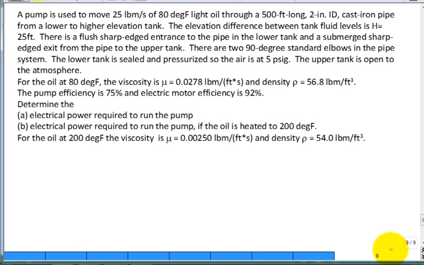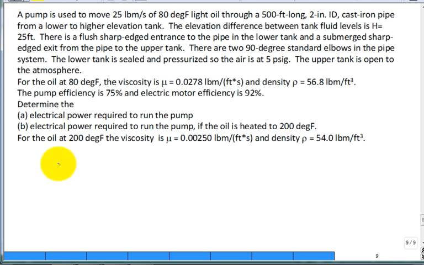So I have a pump, and it's used to move so much flow rate, pounds per second, of a light oil, and the temperature of the oil is given so I can get the viscosity and density, through a 500-foot long, 2-inch ID cast iron pipe from a lower to a higher elevation. The elevation difference between the fluid levels in the tank is 25 feet.